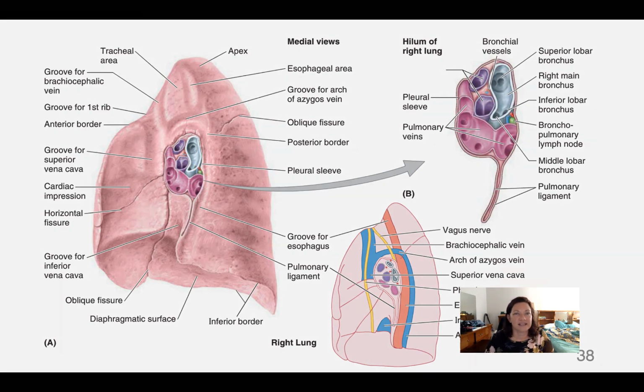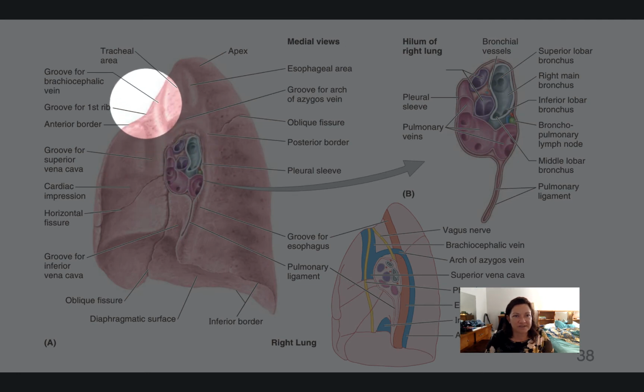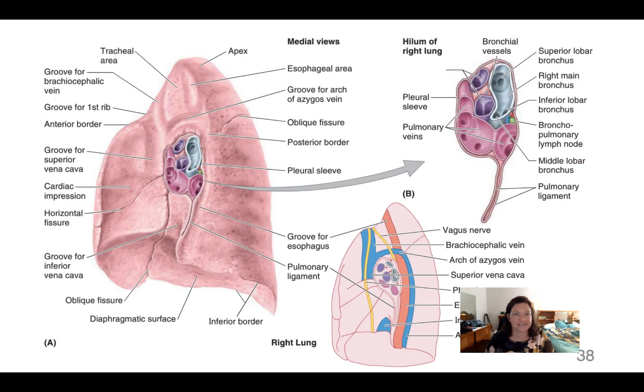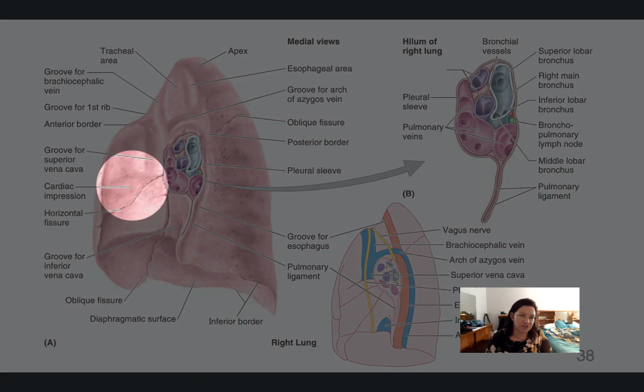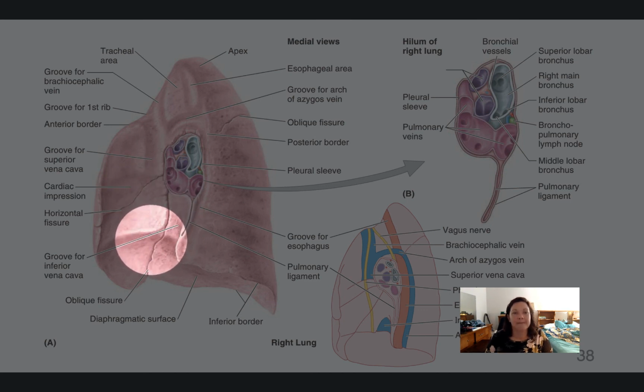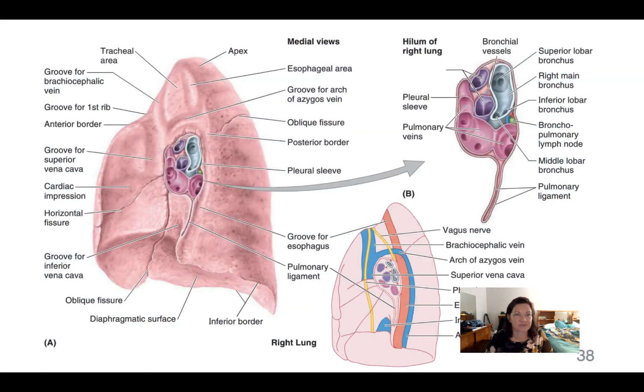Now, on the right lung, you can see a few tip-offs that you are on the right side. First, the groove for the superior vena cava is visible, which is deflected relatively right. The cardiac impression, which is shallow compared to the cardiac notch on the left lung, is here. And of course, the biggest tip-off is that there are 3 lobes and 2 fissures. So you have a horizontal fissure dividing superior from middle, and an oblique fissure dividing middle from inferior lobes. And this is only the case on the right lung.